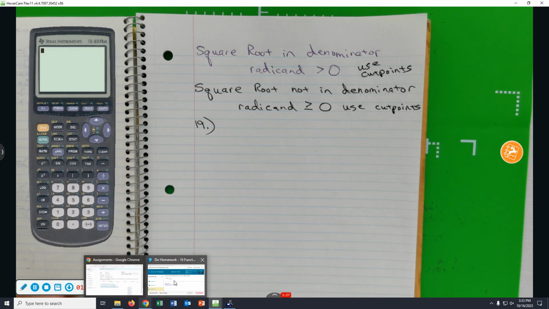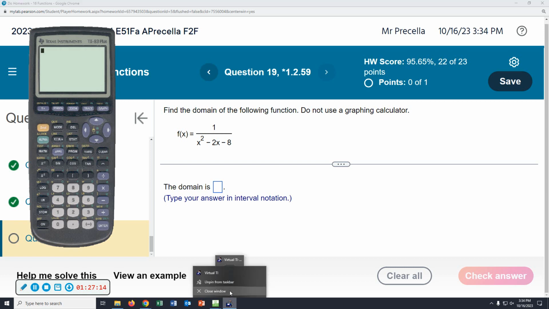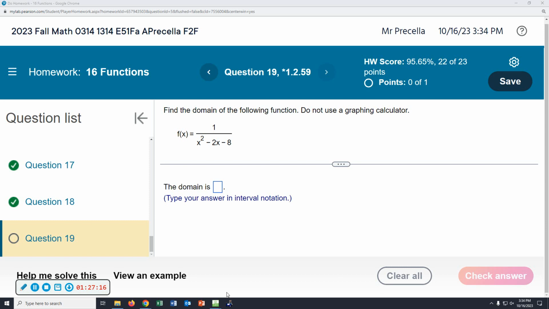But number 19, there's no square root. They want us to find the domain. I'm not sure why they're saying don't use a graphing calculator. It really wouldn't help. But I'm not sure what.